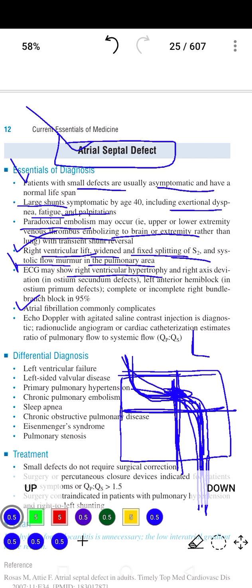Atrial fibrillation will be a common complication, and echo Doppler with agitated saline contrast injection is the diagnostic criterion. Radionuclide angiogram is used to diagnose the atrial septal defect.